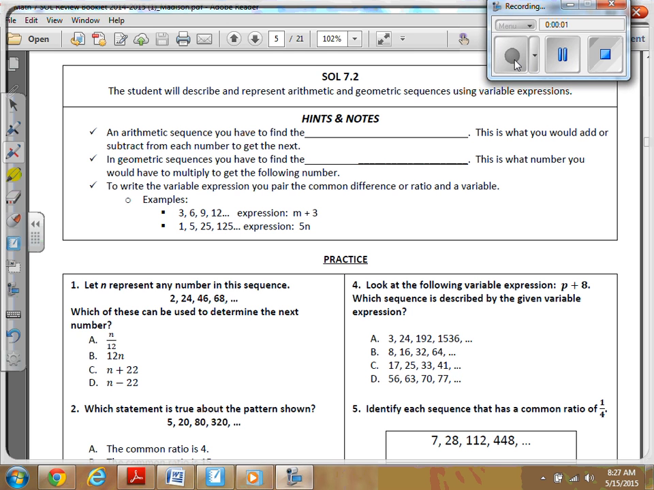So for 7.2 in arithmetic sequence, you have to find the common difference. The common difference is what you're adding. If it looks like subtraction, then you're adding a negative number. I don't know why this person wrote subtract in there, but it's what you're adding to get the next term. It might look like subtraction, but then you're just adding a negative number.